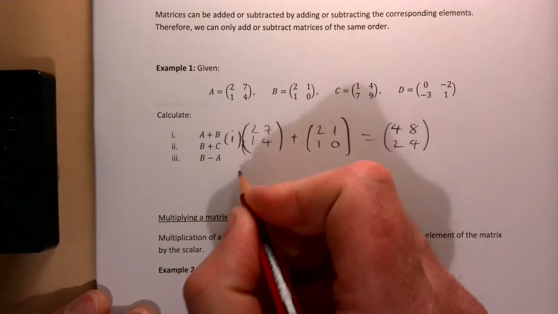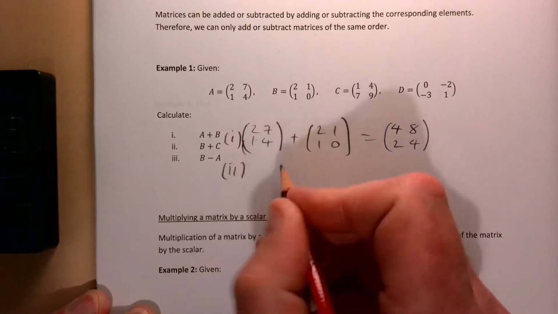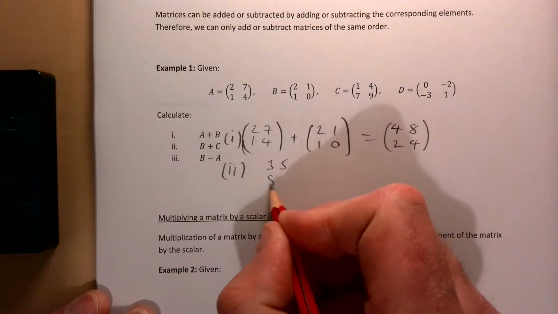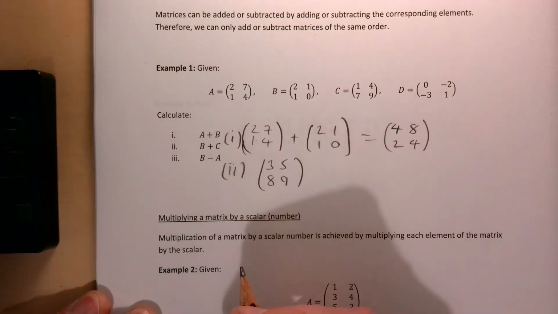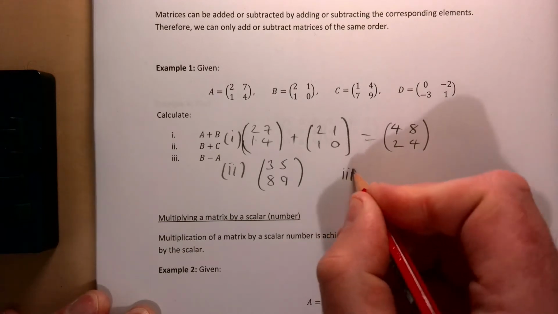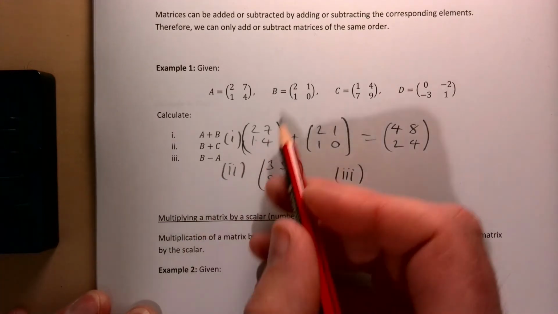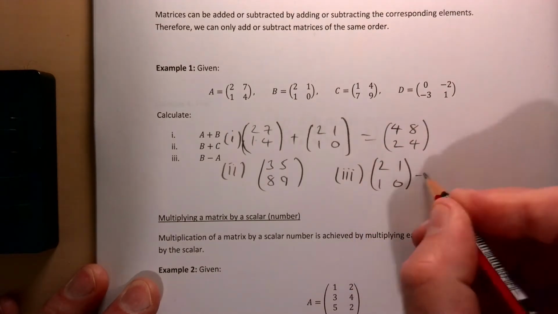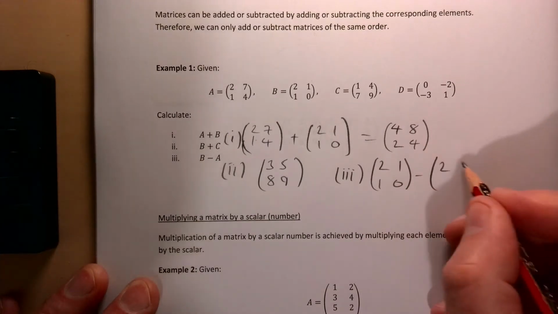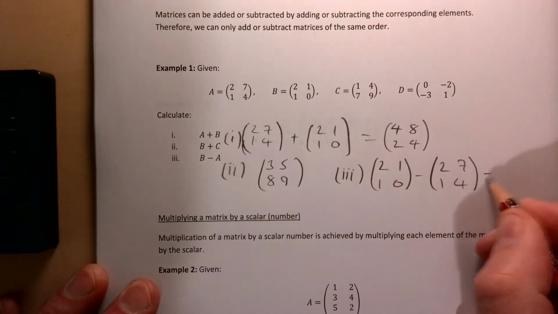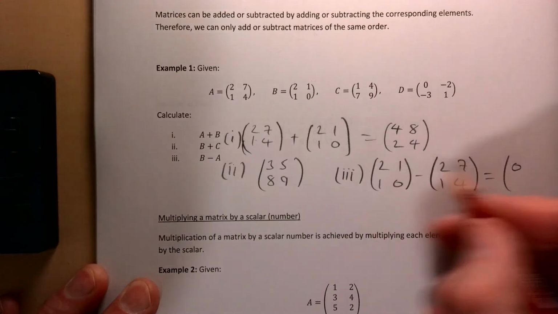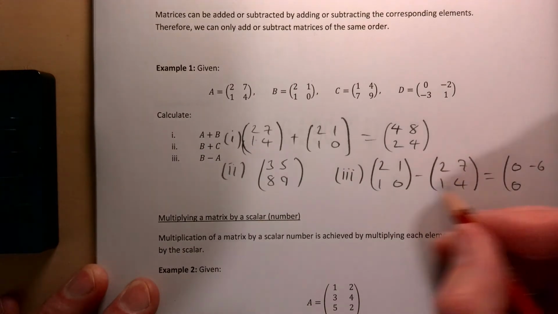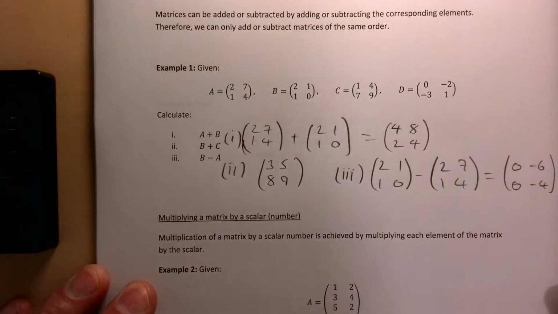So that's part 1. Let's see if we can fit these in. B plus C should then give us 3, 5, 8, 9. And then for part 3, it's B take away A, so we'll write that one out all the way. So it's 2, 1, 1, 0, take away A, which is 2, 7, 1, 4. 2 take away 2 is of course 0, 1 take away 7 is minus 6, 1 take away 1 is 0, and 0 take away 4 is minus 4.